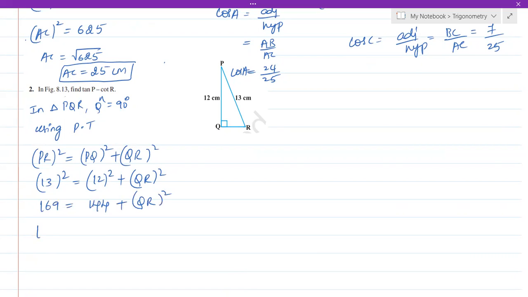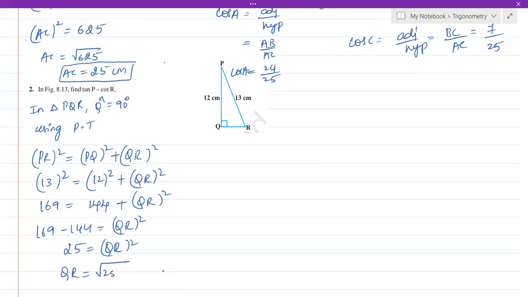So 169 as it is, get the 144 to the other side. That will be equal to QR square. 169 minus 144 is 25. So 25 is equal to QR square. Therefore, QR will become, actually we have to take plus or minus, but since it is a length of the triangle, we take only the positive. Length of a triangle cannot be negative, right?